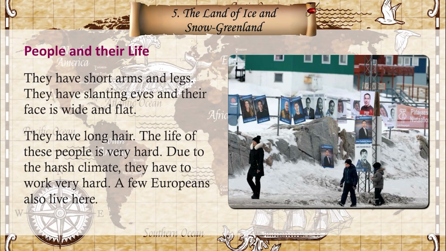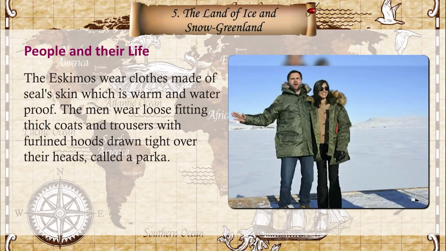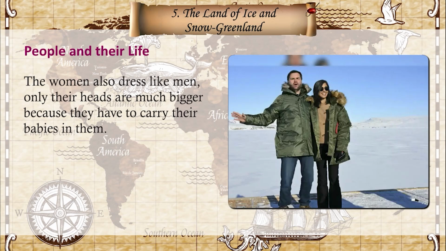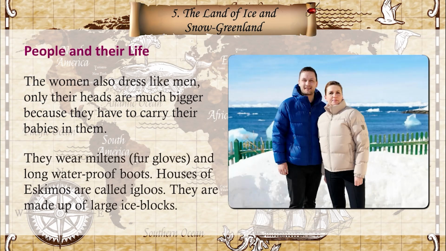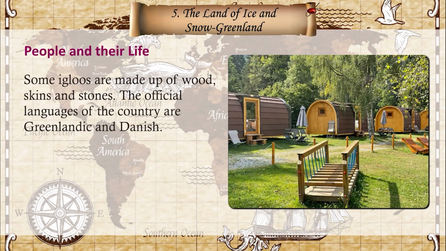Due to the harsh climate, they have to work very hard. A few Europeans also live here. The Eskimos wear clothes made of seal skin which is warm and waterproof. The men wear loose-fitting thick coats and trousers with fur-lined hoods drawn tight over their heads, called a parka. The women also dress like men. Only their hoods are much bigger because they have to carry their babies in them. They wear mitten fur gloves and long waterproof boots. Houses of Eskimos are called igloos. They are made up of large ice blocks. Some igloos are made up of wood, skins and stones.